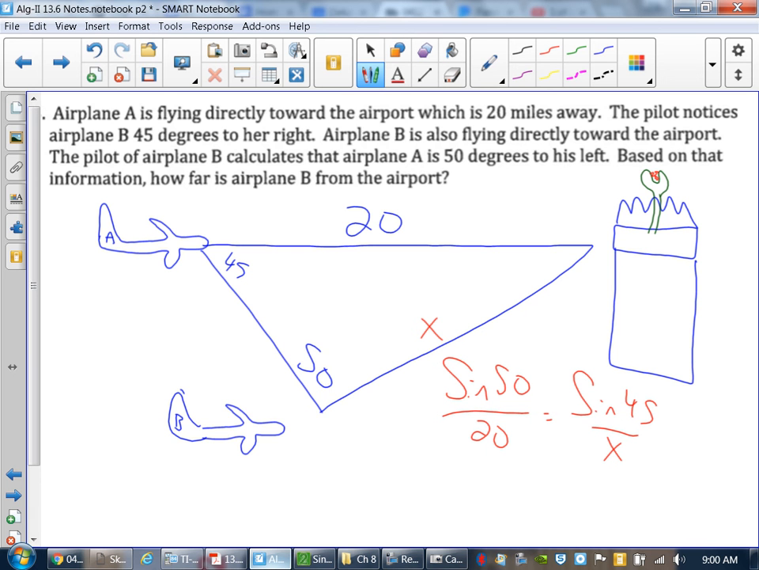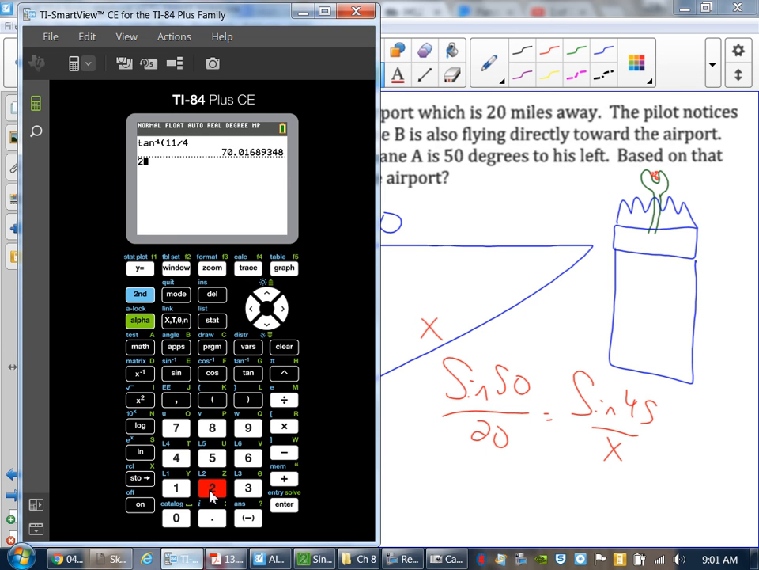And by now you can probably do some quick math. You don't even have to write it out. I bet 20 sine 45 divided by sine 50 is 18.46. It's a great year.